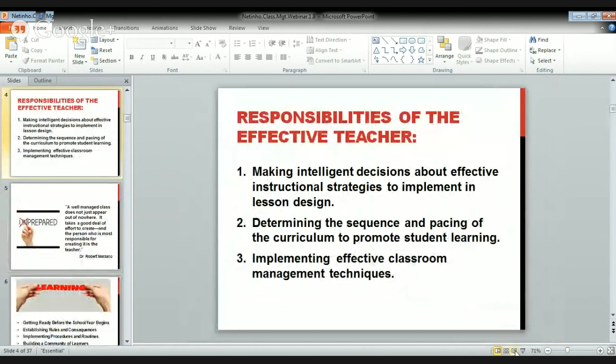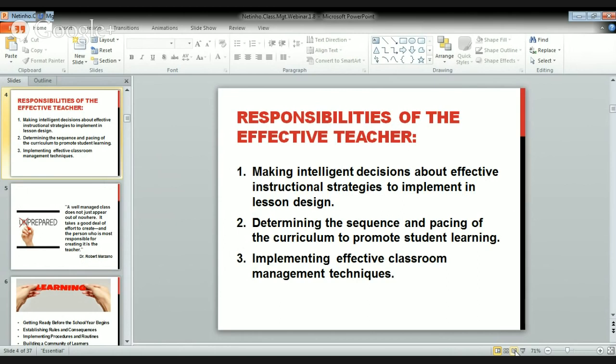Robert Marzano, the educational researcher, has determined that there are really three big, major responsibilities of an effective teacher. The first one is making intelligent decisions about effective instructional strategies to implement in lesson design. This pertains to the teacher choosing the right strategies and activities to meet the objective of a lesson.